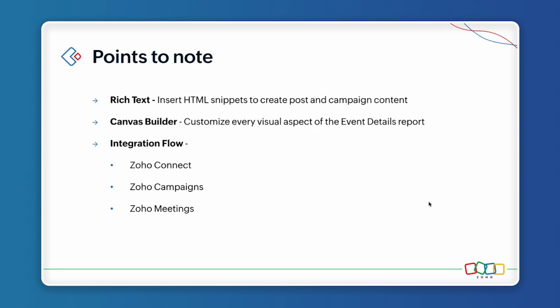And then we used Canvas Builder. I have just organized the view of my event details report according to my requirement. And then we used the integration flow with no code. We have integrated the Creator account with other Zoho accounts like Zoho Creator with Zoho Connect and Zoho Campaigns, Zoho Creator with Zoho Meeting, and we have accessed these applications from Creator itself, from the single platform itself. So these are a few of the features that have made our application more useful.